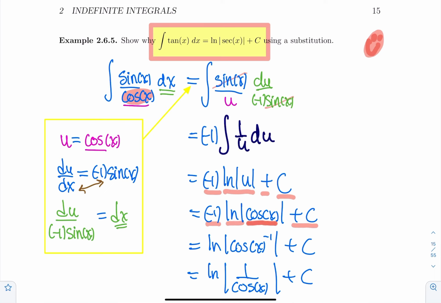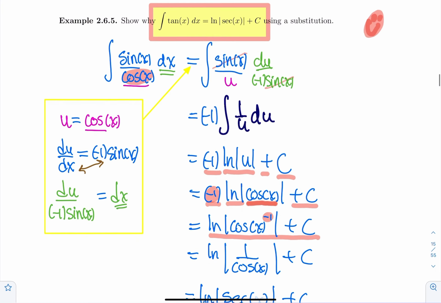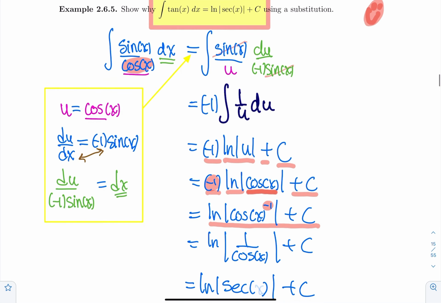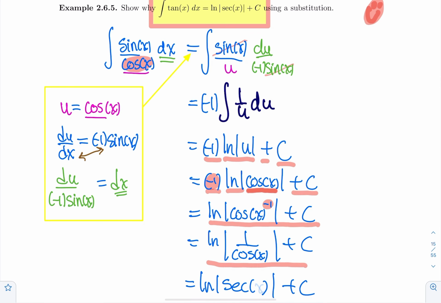You could leave it like this, but if I want to recreate the formula here, I'm just going to use the logarithmic law, where I can take the coefficient outside of the ln and bring it up as a power. So here we go. So this is going to be the same as ln of absolute value of cos of x to the power minus 1 plus c. Power minus 1 is the same thing as 1 over. So you get ln of absolute value of 1 over cos. And 1 over cos by definition is secant. So this is where it comes from.